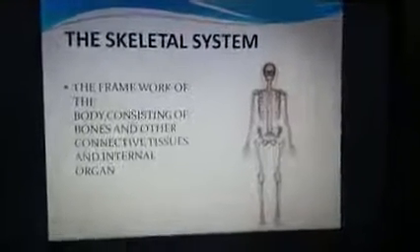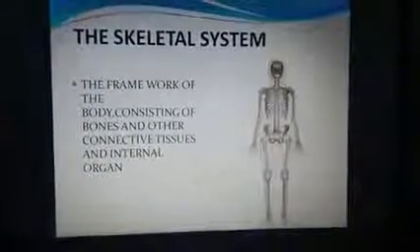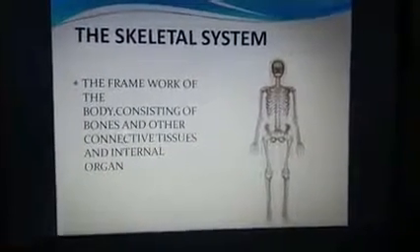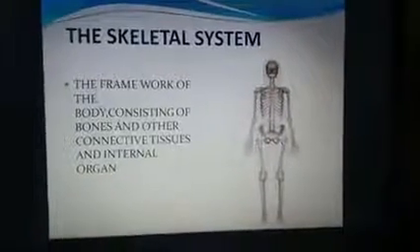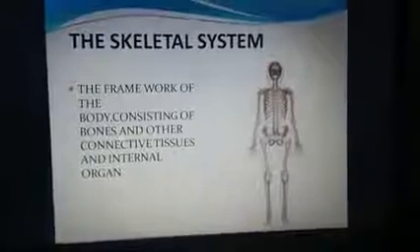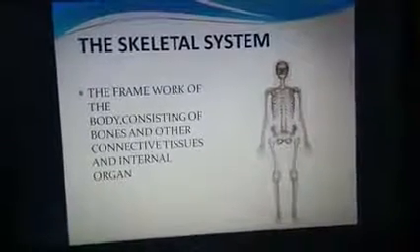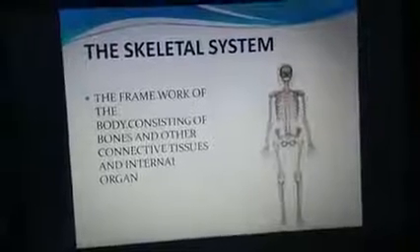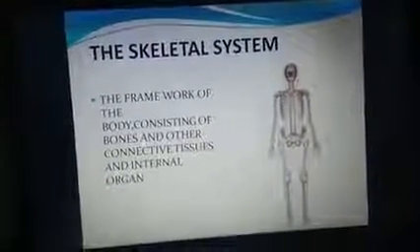So class, let us begin our today's discussion, and for today's discussion our topic is the skeletal system. So the skeleton is the body-long structure of bones. It is the framework of bones which is covered by skin. It is made up of bones of different sizes and shapes. An adult human being has as many as 206 bones in his or her body.